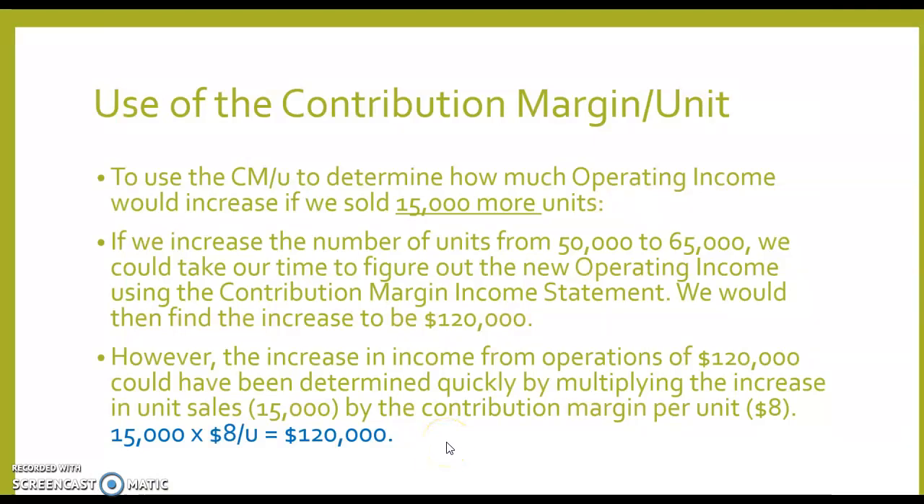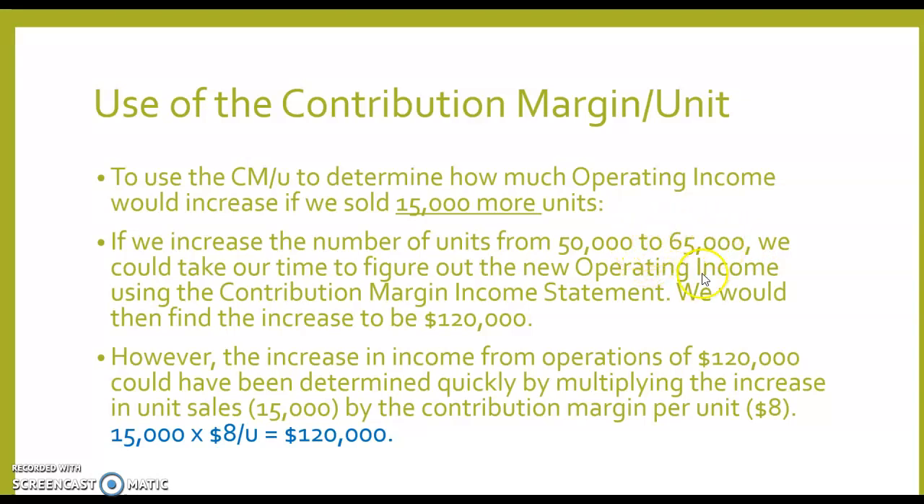Okay, so how are we going to use this contribution margin per unit? Let's say we can use it to determine how much operating income would increase if we sold 15,000 more units. So we were selling 50,000 units. What if management wants to know how much operating income would be if we sold 15,000 more units? So that would be 50,000 plus 15,000 units, what if we sold 65,000 units? How much operating income would we have?